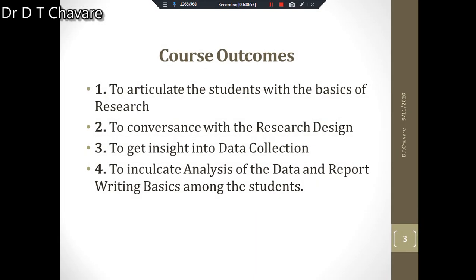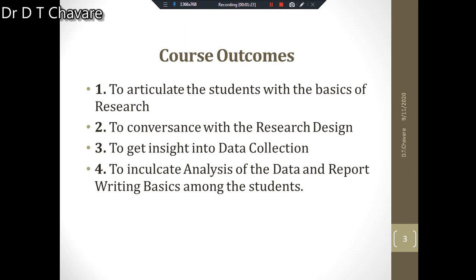Now, what are the course outcomes? Those outcomes also we have to understand. It means that after studying, what type of knowledge you will get, that point is called outcome. And what are the course outcomes? The first course outcome is to articulate the students with the basics of research. This is the first course outcome.